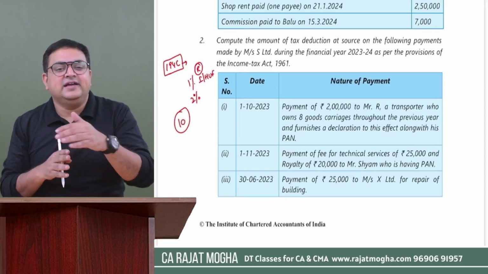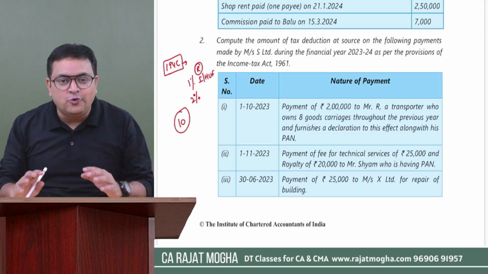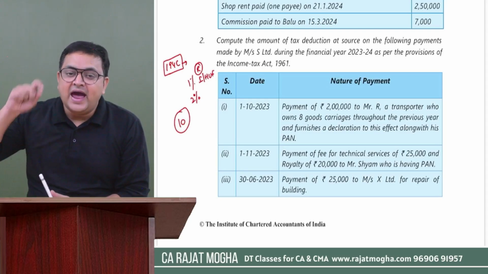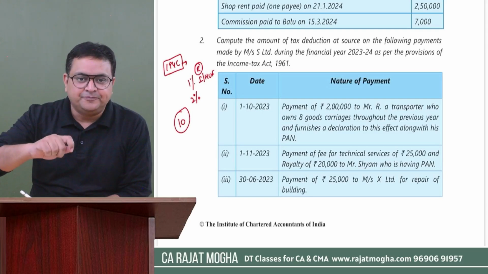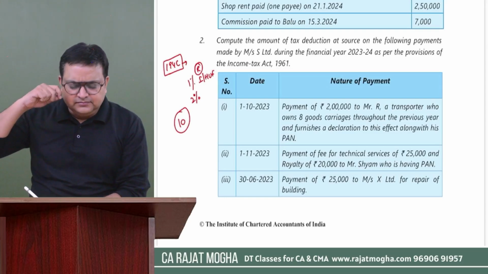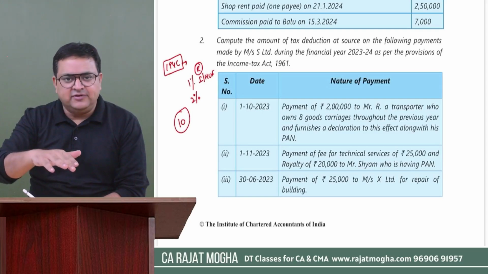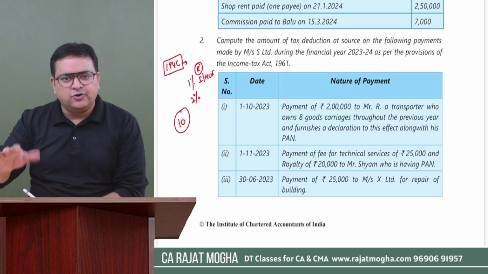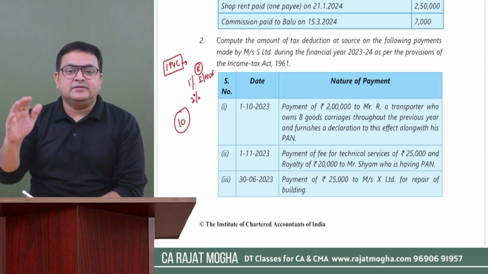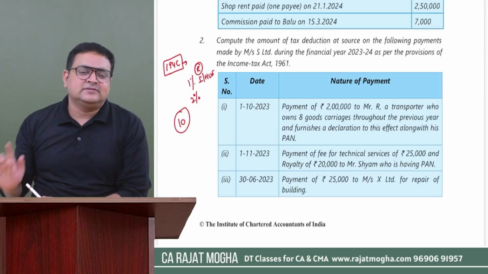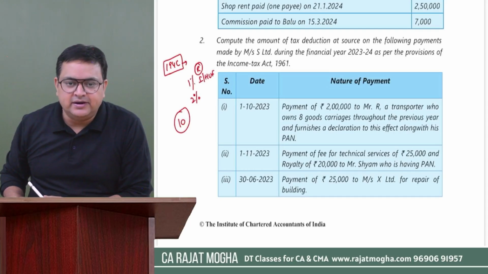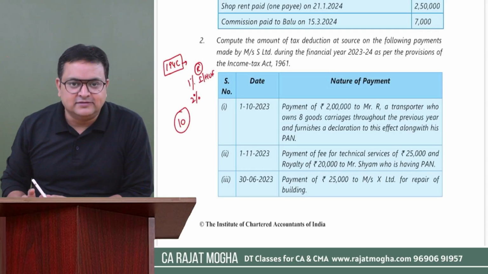He has given us a declaration, boss, I do not own more than 10 goods vehicles on any day during the previous year, right? Even if on any day, let's say at the beginning of the year he has 9 vehicles, at the end of the year he has 8 or 9 vehicles, but somewhere in between it goes more than 10, let's say 11 or 12, then this relaxation will not be provided. Then we will be deducting TDS, right?